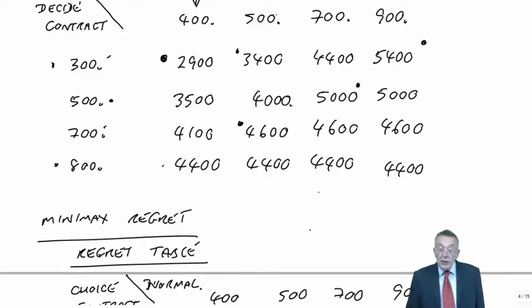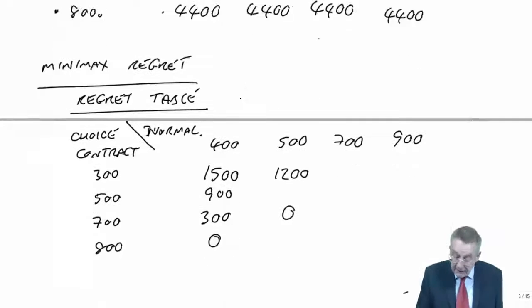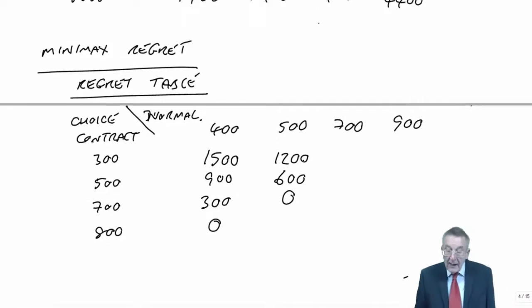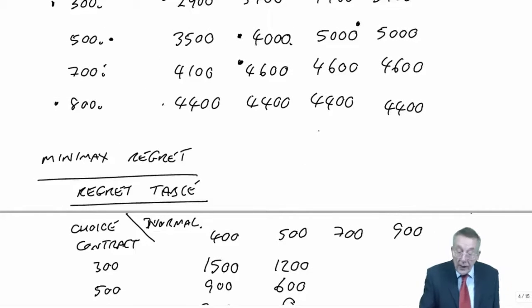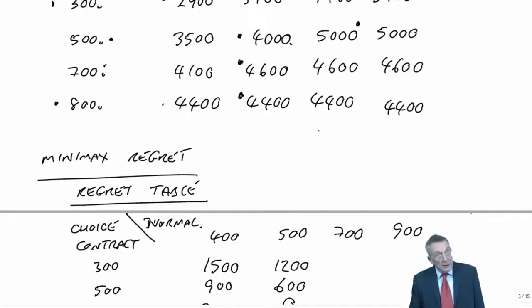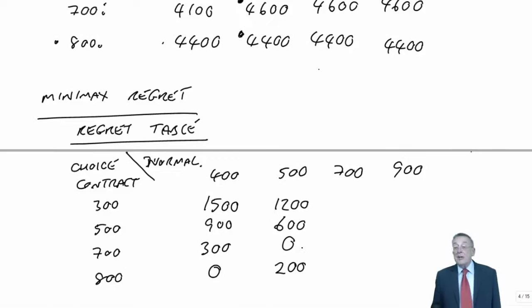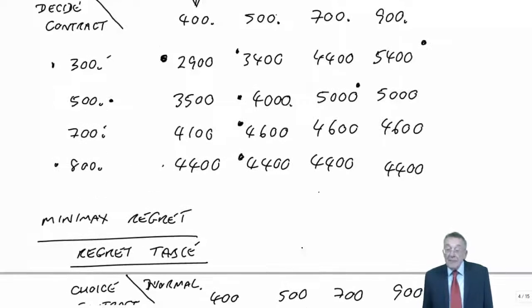If we'd gone for 500, we'll have got 4,000. We could have had 4,600. We've lost the difference of 600. And finally, if we'd gone for 800, we'll have had 4,400. We could have had 4,600. We've lost the difference of 200. So by now you should be seeing what's happening. But let's finish the other two off.